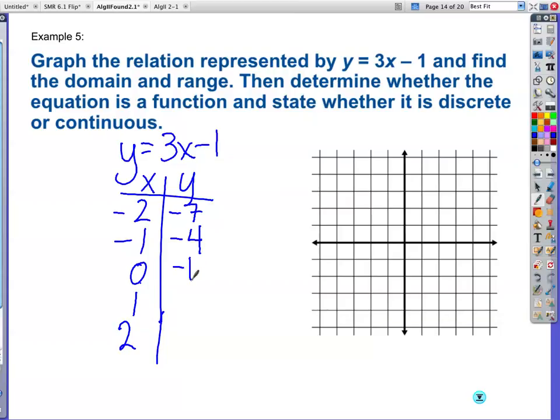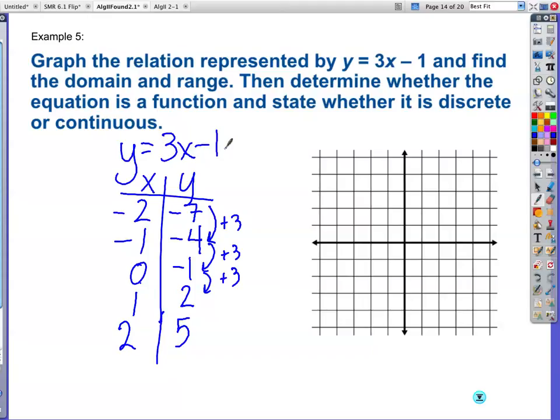If we're really on the ball here, we can see a pattern. This is plus 3, plus 3. If we add another 3 to it, we come out at 2. Add another 3, you come up to 5. Or you can just put 2 into the equation. 2 times 3 is 6, and 6 minus 1 is 5.